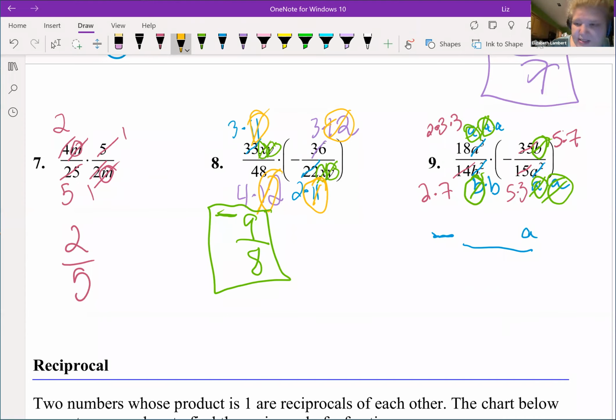And now again, we just cancel the stuff in common. I see a 5. Bam, I see a 7. Ooh, I don't like 7s. But I also see a 3 and a 2. So the only thing left is 3. And the A and the negative. And everything on the bottom canceled out. So technically the bottom is a 1, which means we can just write this as negative 3A.